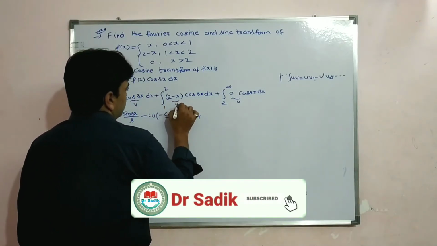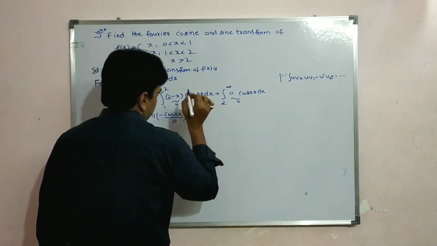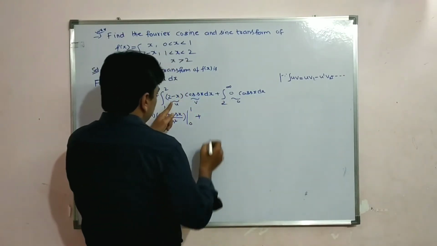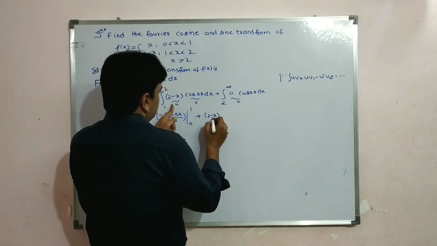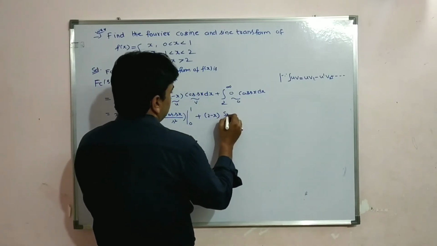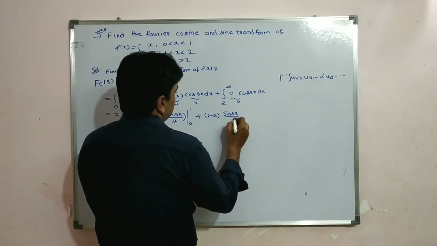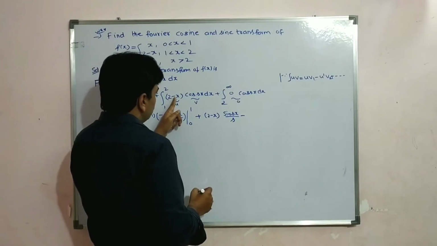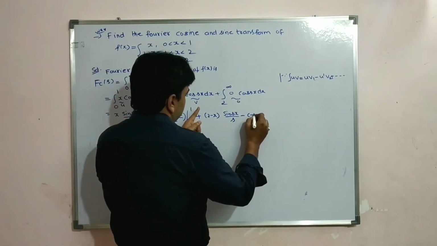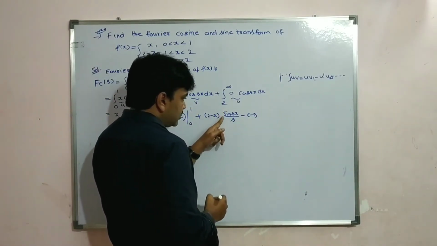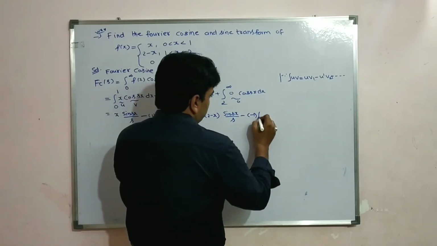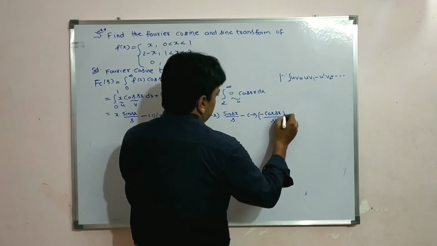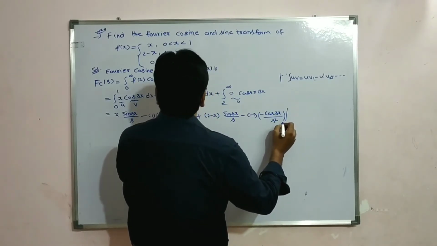plus here u is 2 minus x and v is cos sx, students. Again by the formula: u, 2 minus x, times the integral of cos sx, sin sx by s, minus the derivative of 2 minus x, which is minus 1, times the integral of sin sx by s. So we get minus cos sx by s square between the limits 1 to 2.